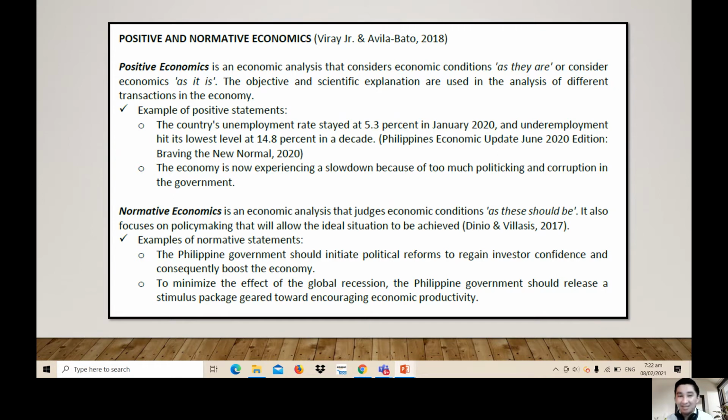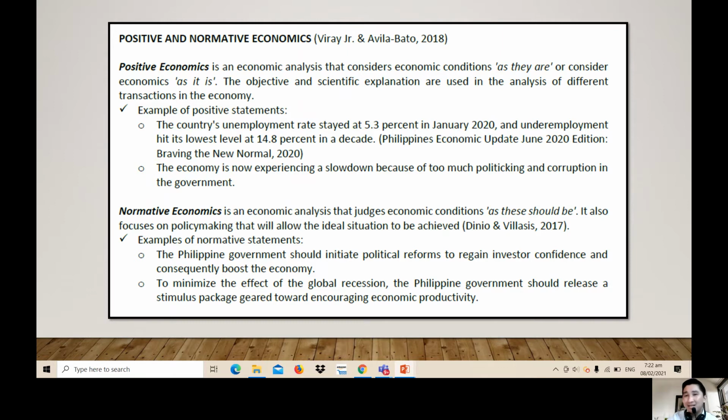So this should be, for example, what I said earlier, that they must have political reforms to regain investor confidence. Actually, the role of investors here in our country is really very important, because they are the ones who create employment. They are partners of the government, friends, so to speak. They not only help their own businesses, but also the economy as a whole.